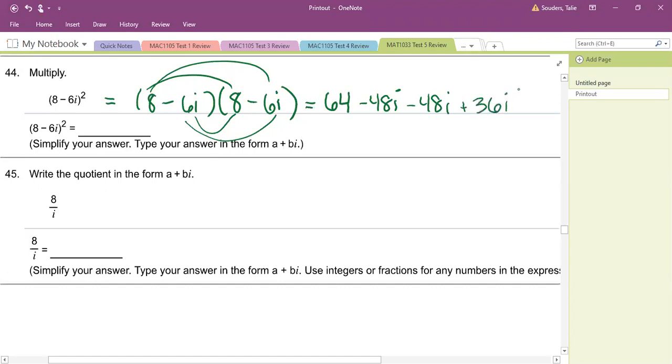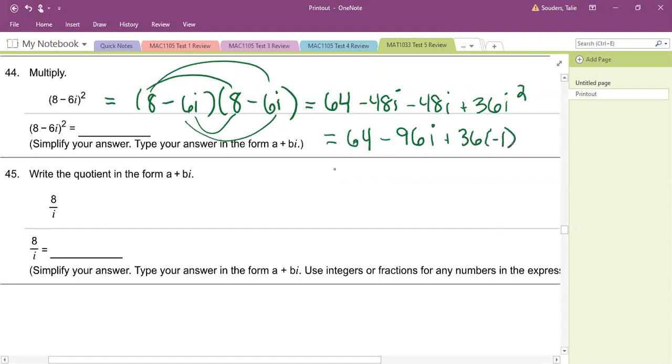Excellent. Now we need to look and see if we can simplify or combine any like terms here. So what can we do? You can combine the negative 48i's. So what is negative 48i minus 48i? Negative 96i. And then what about the 36i squared? What can we do with that? Times -1. Exactly. The i squared becomes -1.